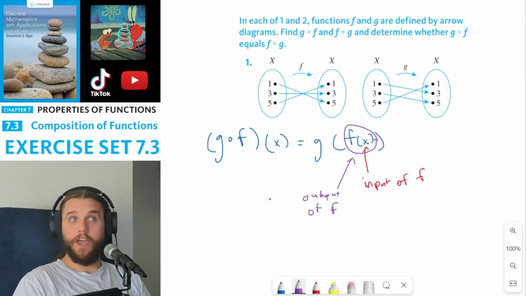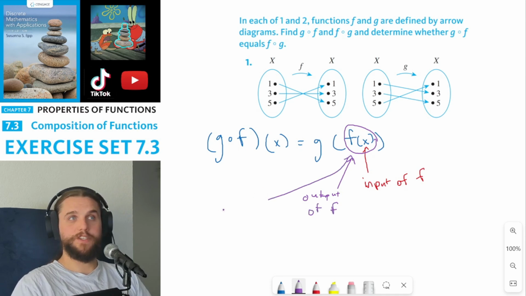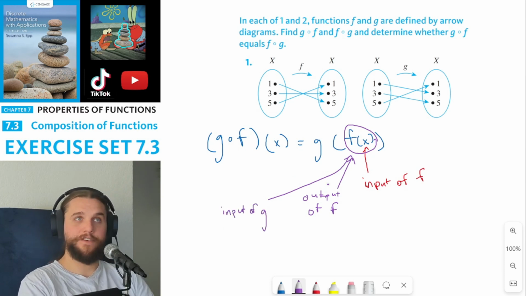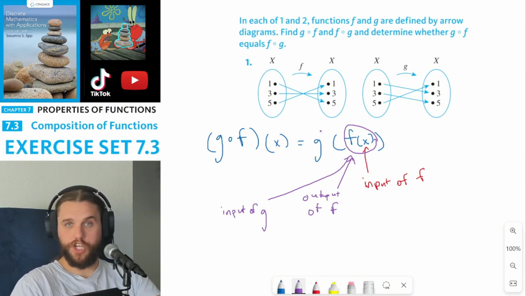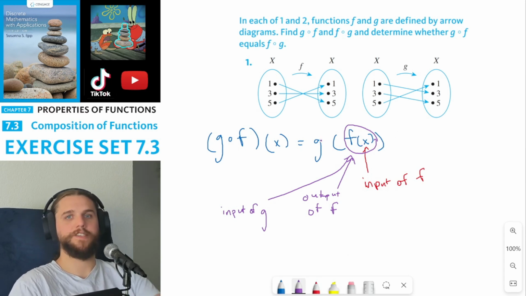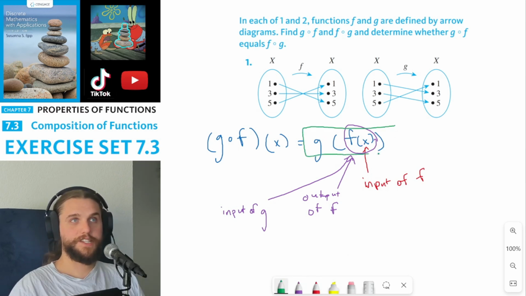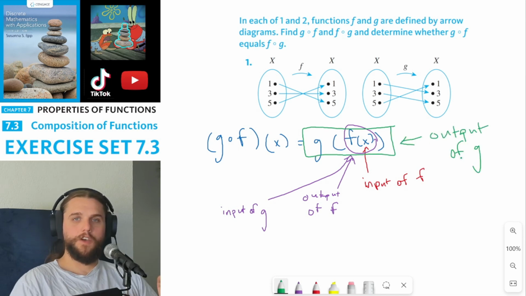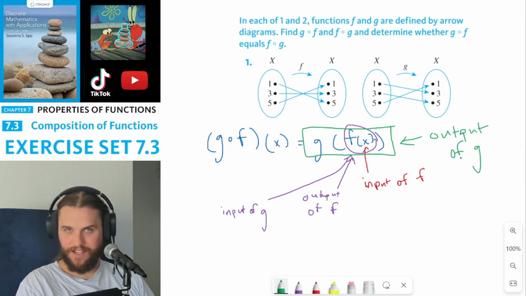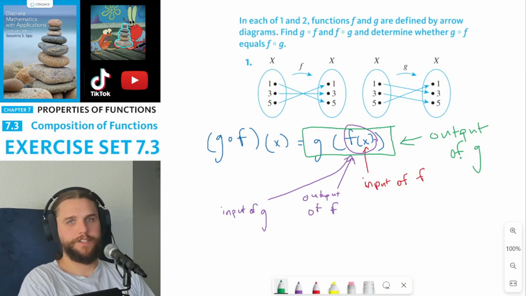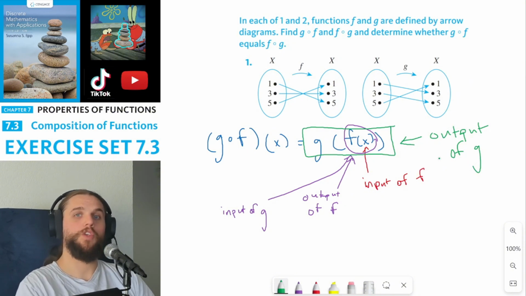But on the other hand, it also represents the input of g. And the reason it's the input of g is because that f of x is in the parentheses belonging to the function g. So that means f of x is the input of g. We're plugging f of x into g. And then lastly, this entire thing represents the output of g. So when I look at this picture, I really see three things, but one of those things has a dual nature to it.